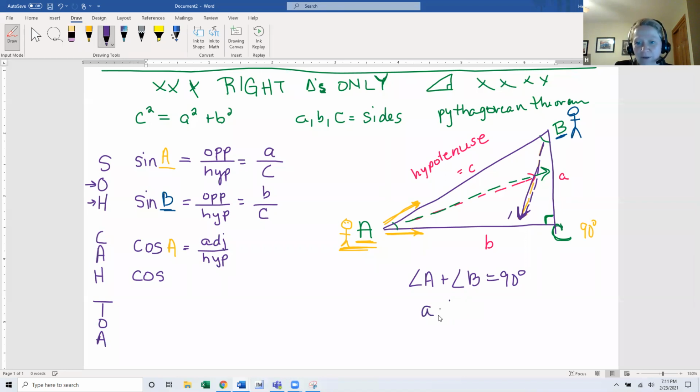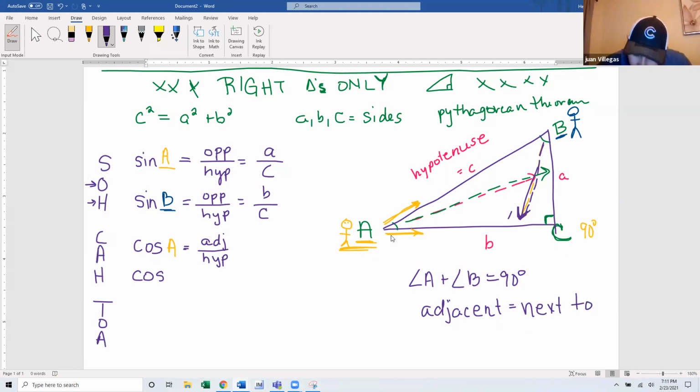Let's try that one more time. So another way to say adjacent is next to, or part of would be another way to think of it. So the adjacent side is always the side that's next to or part of angle A, but it is not the hypotenuse. So it's the other one.